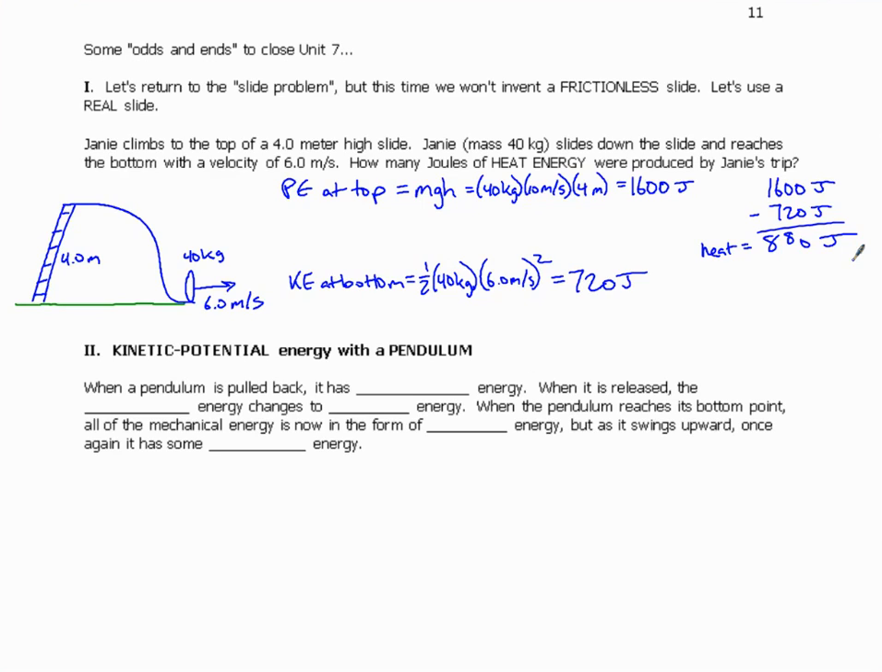Second thing is the kinetic energy in terms of a pendulum, kinetic and potential energy. When a pendulum is pulled back, it has potential energy. When it's released, the potential energy is changing to kinetic energy. When the pendulum reaches the bottom point, all of the mechanical energy is now in the form of kinetic energy. But as it swings upward, once again, it's regaining some of that potential energy.